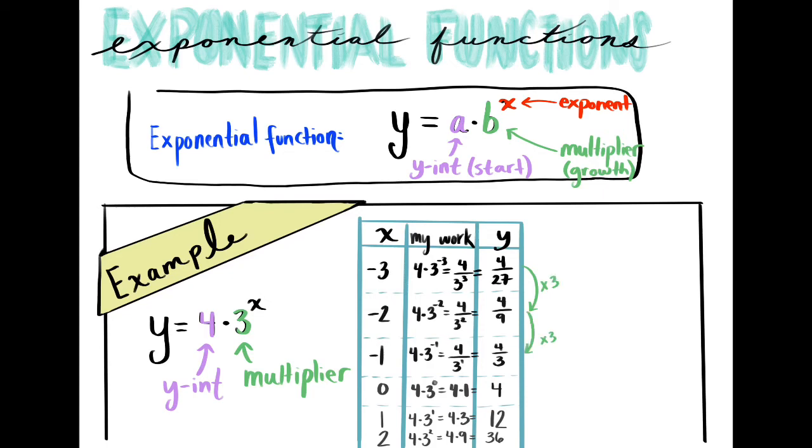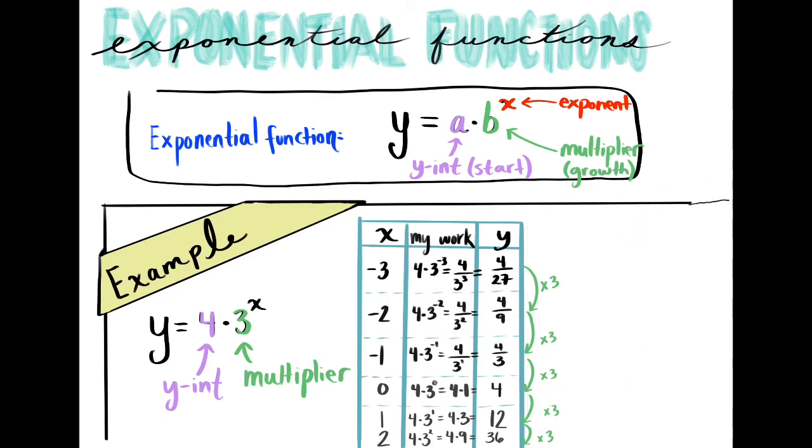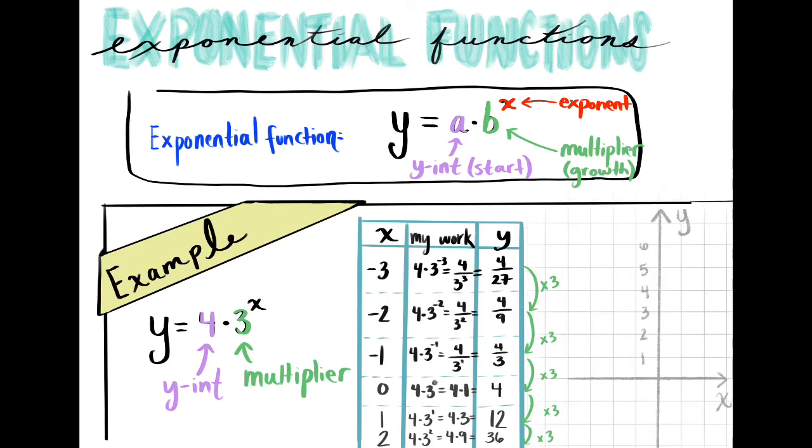So notice, I know it's not as easy with the fractions, but notice that the pattern is multiplying by 3. It's more obvious with the 4 and the 12 and the 36. So we're just going to graph them so we can see what an exponential graph looks like. Okay, looks like this. Nice little curve.